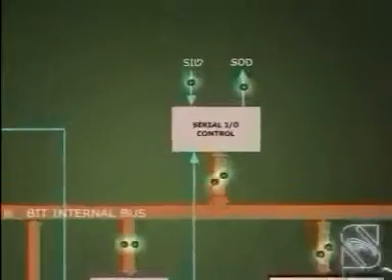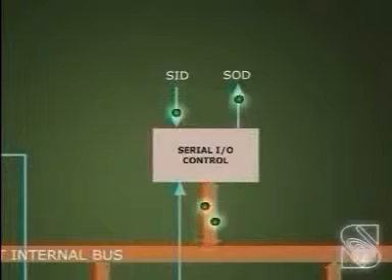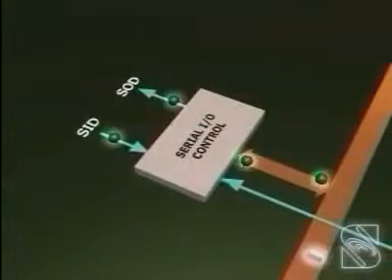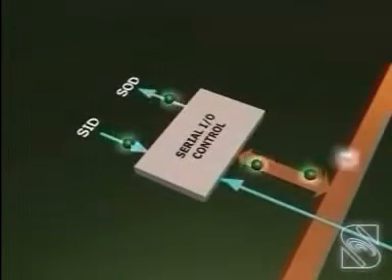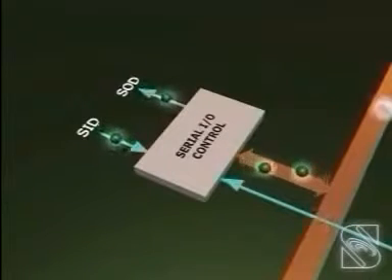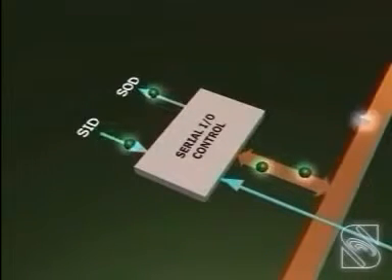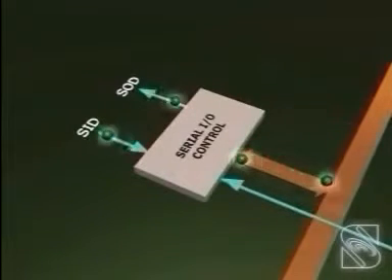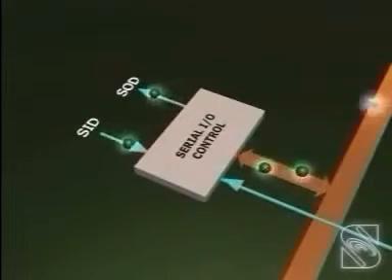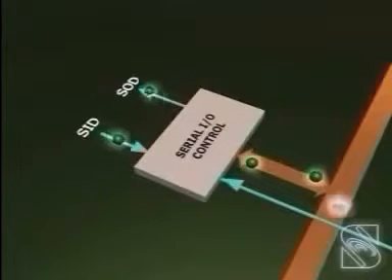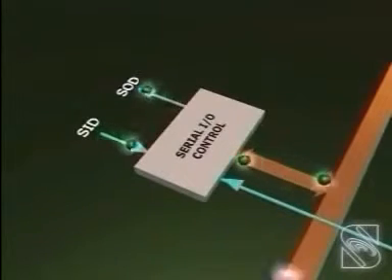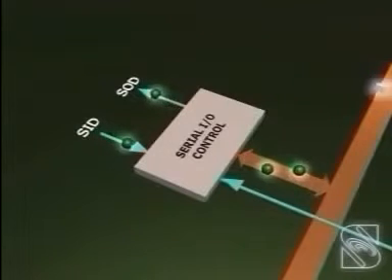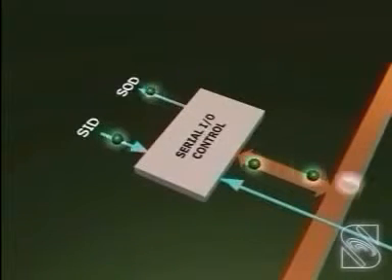Serial I/O control. Sometimes I/O devices work with serial data rather than parallel. The serial input data enters 8085 through pin 5 SID, serial input data, and leaves through pin 4 SOD, serial output data. Two new instructions known as SIM and RIM allow us to perform the serial parallel conversion needed for serial I/O devices.